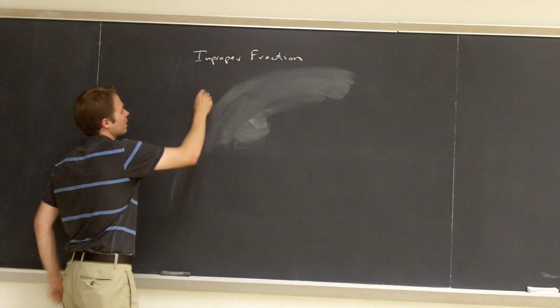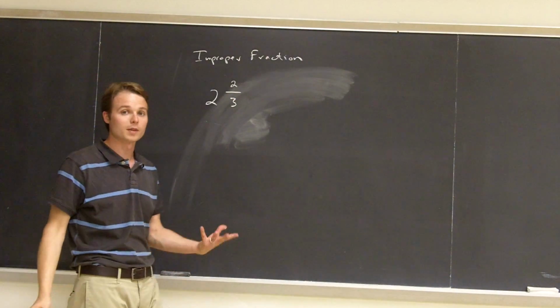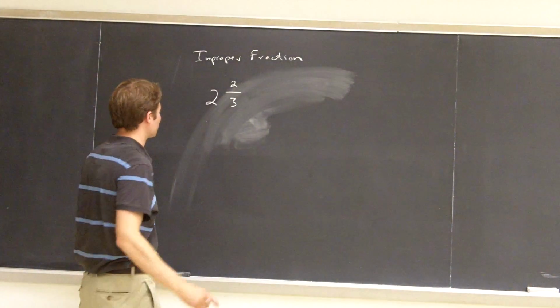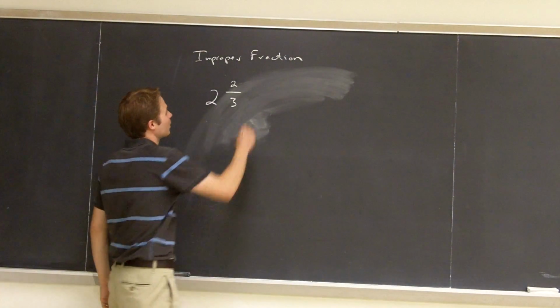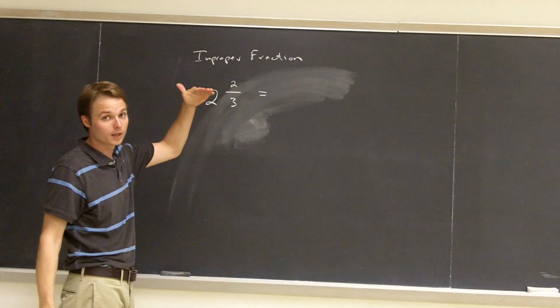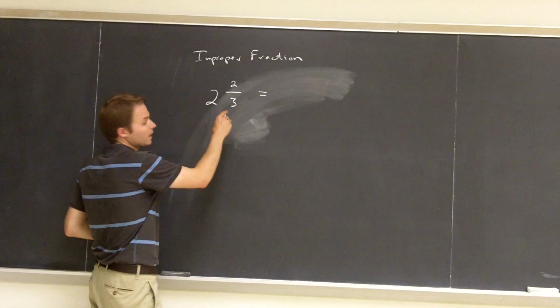So let's start with something like 2 and 2/3. This is a mixed fraction. You have 2 wholes and then 2/3 of whatever. So maybe you have 2 and 2/3 apples, for example. We want to convert this to an improper fraction, to where the denominator is smaller than the numerator. So this is a pretty easy process.